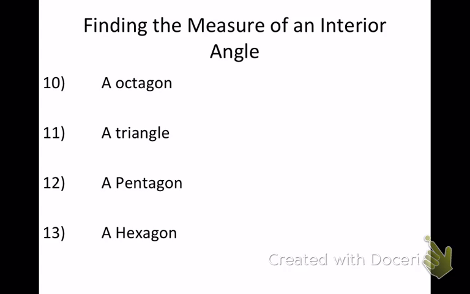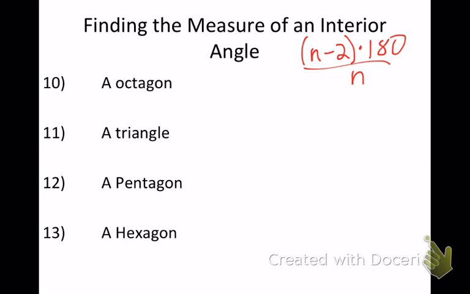So last thing, I want to find the measure of an interior angle. To find the measure of an interior angle, I'm going to take n minus 2 times 180, and divide that by n. And what does n stand for again, Spencer? The number of sides. So for an octagon, how many sides does an octagon have?